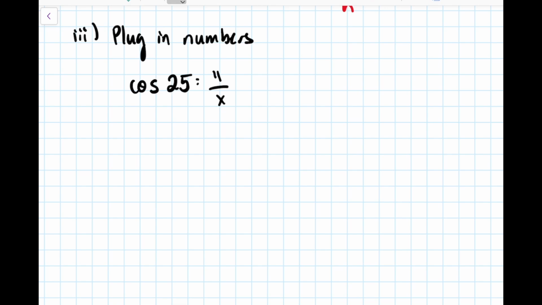So now we're ready to calculate x. Here's the thing: keep in mind that cosine 25 is just a number. It has a value. Cosine of 25 is about 0.9063, and so we treat this just like we would any other number. If I asked you to solve, I don't know, 4 equals 8 over x, this is just a proportion, and we can solve proportions in the same way we've been solving them since grade 8.